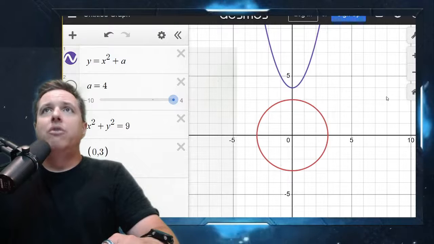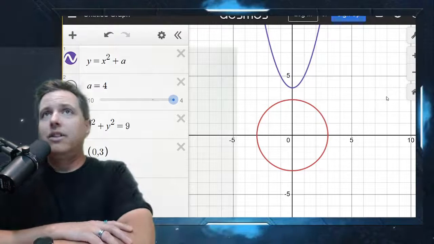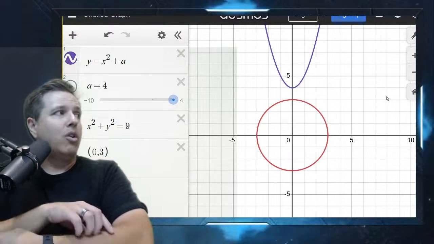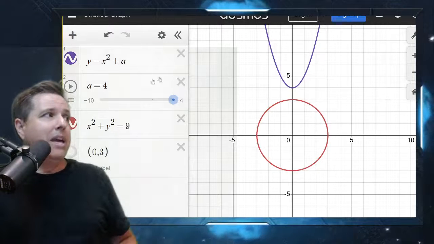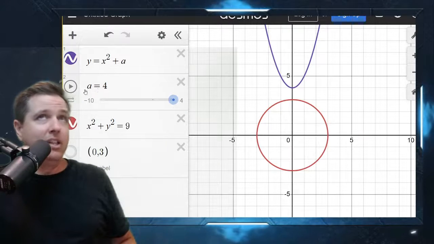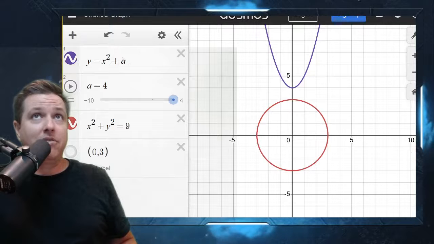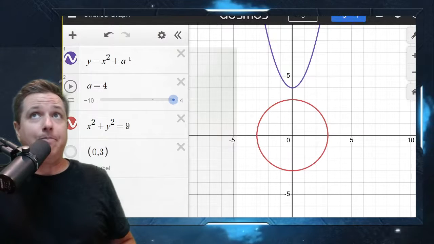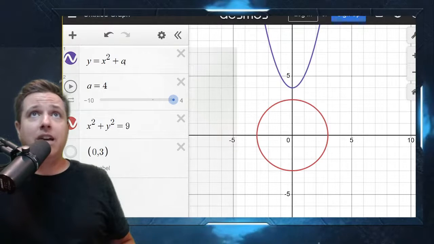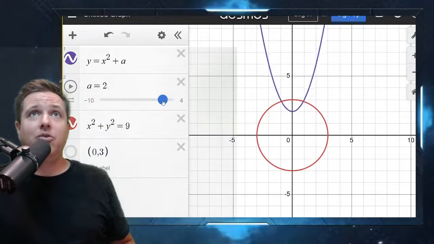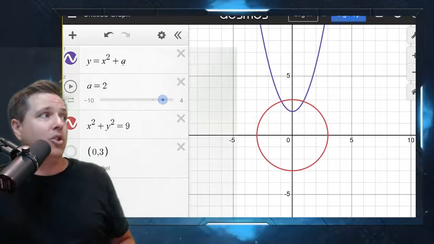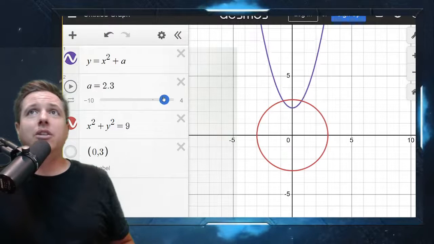Here's a situation where I have a parabola and a circle, and this is the first example we're actually going to work through. You can see I've got a slider over here, so whatever I change the a value to, it just becomes this value in this equation. So right now, it's graphing y equals x squared plus 4 because a is equal to 4. If I change this to a 2, now it's graphing y equals x squared plus 2. So I'm just using that to move it around.